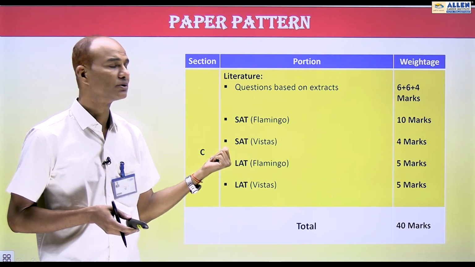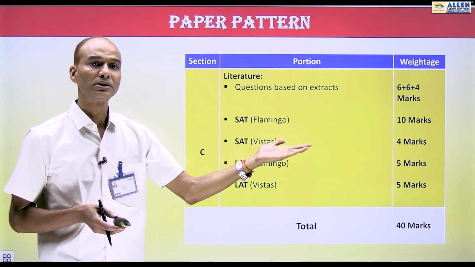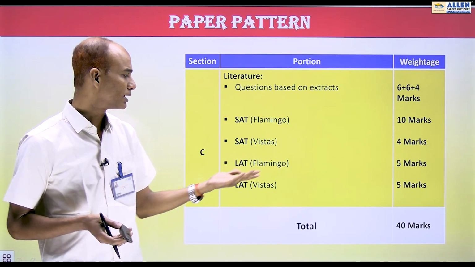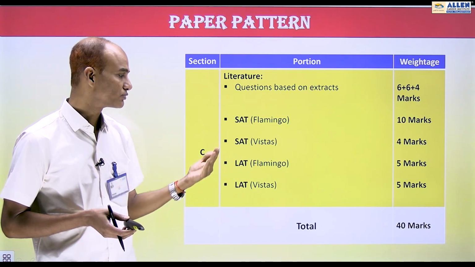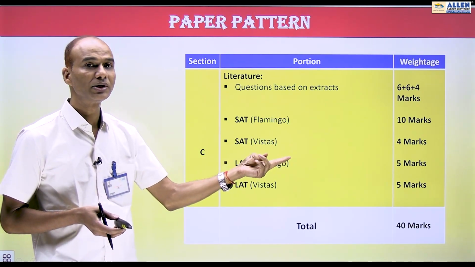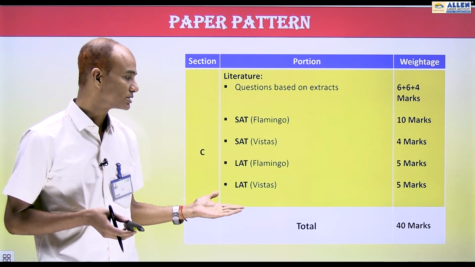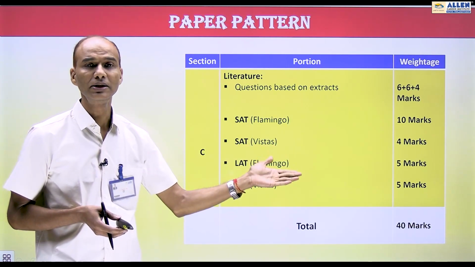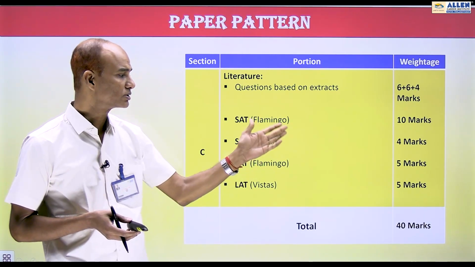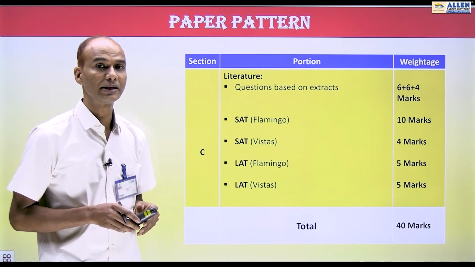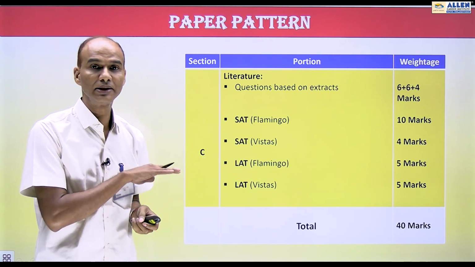From Vistas, you'll have short answer type questions, 3 questions. Out of 3, you'll have to attempt only 2, so 4 marks. Long answer type questions from Flamingo, out of 2, you'll have to attempt only 1. And long answer type questions from Vistas, out of 2, you'll have to attempt only 1. In that way, literature will be of 40 marks. It means literature has more weightage than your reading and writing.